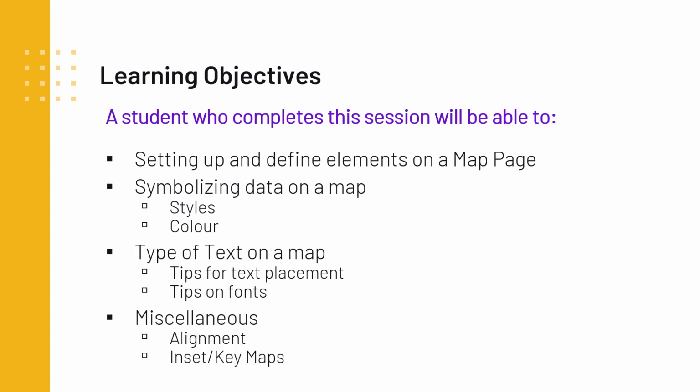The learning objectives for this session. We're going to learn how to set up and define elements on a map page. We're going to learn about symbolizing data on a map. We'll talk about both styles and color. We'll learn about the types of text that exist on a map. Specifically, we're going to have some tips on text placement as well as font. Then we're going to cover some miscellaneous things like alignment and inserting inset maps or key maps.